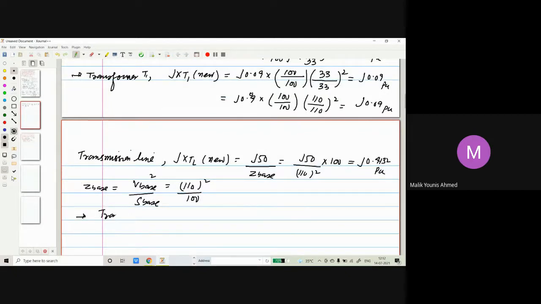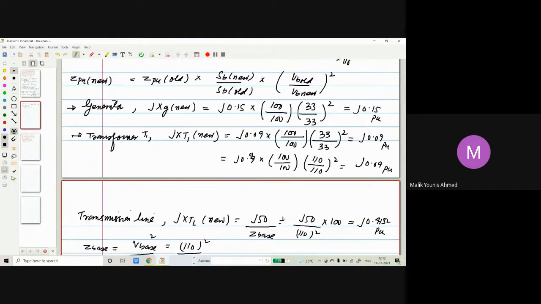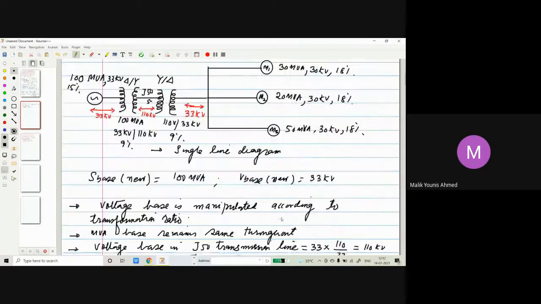Transformer T2. T2 will be JX T2 new. Here you can see the T2 transformer, so the reactance value is the same, 0.09. So S base new is 100.